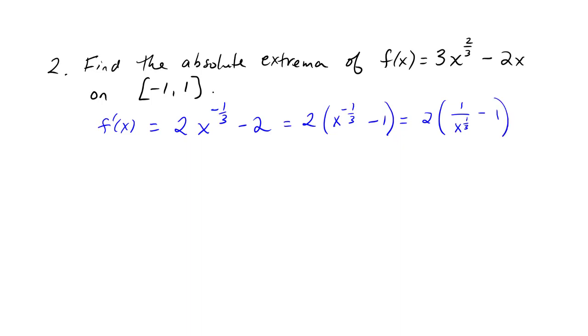All right, let's figure this out. We want to find when f prime is 0, and that's one thing. The only way that would happen is if 1 over x to the 1/3 was equal to 1. That's the only way that's going to happen, if x to the 1/3 equals 1, or in other words, x is 1.